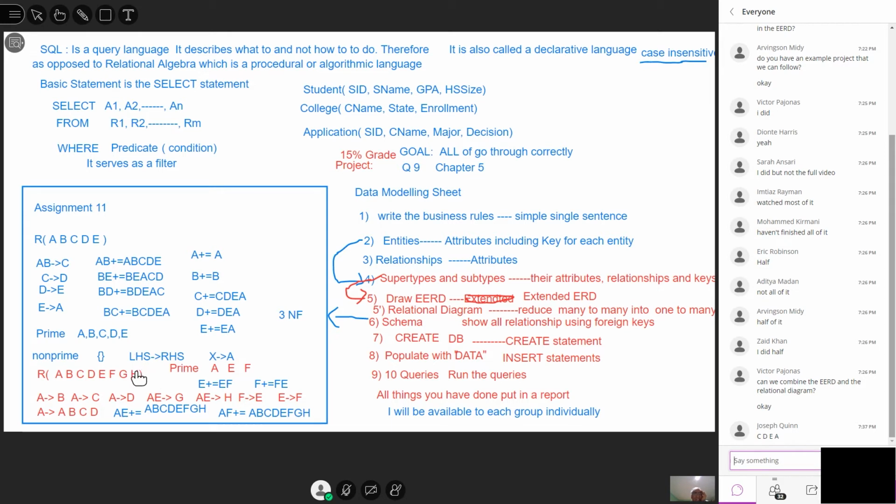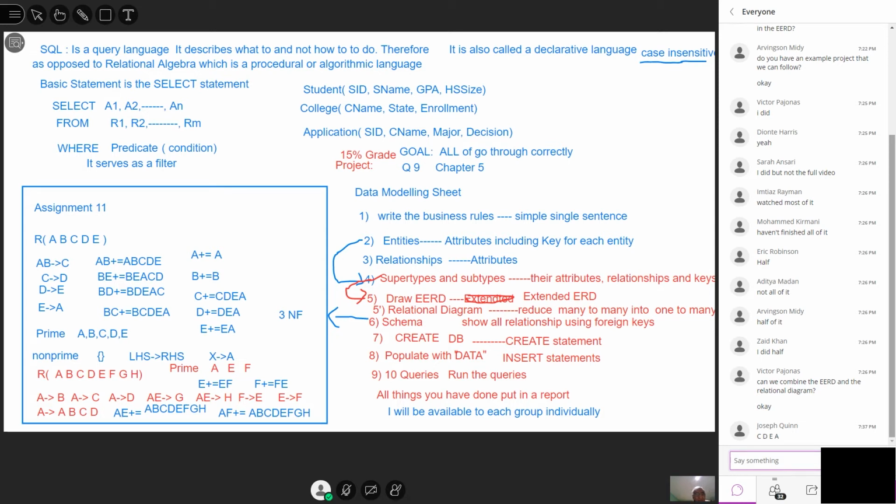Again, it's not in second normal form. Why? This is another problem people don't understand. All right, the second normal form definition is as follows. Let's say X determines something.